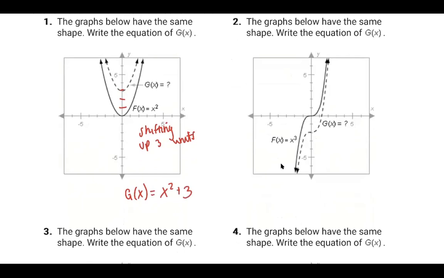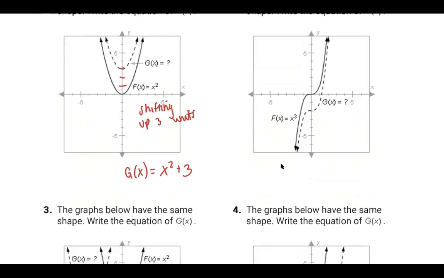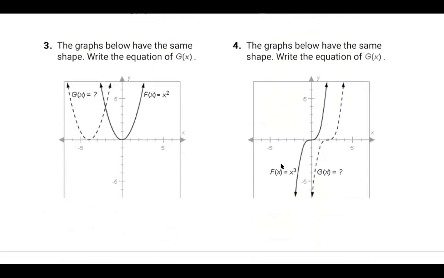For this one, I've moved down 2 units, so shift down 2 units. I take my original function, x cubed, and I subtract 2 from it. So g of x is equal to x cubed minus 2.